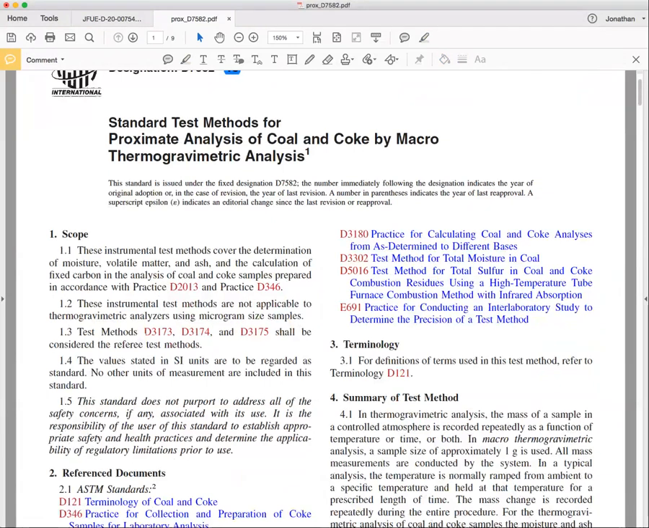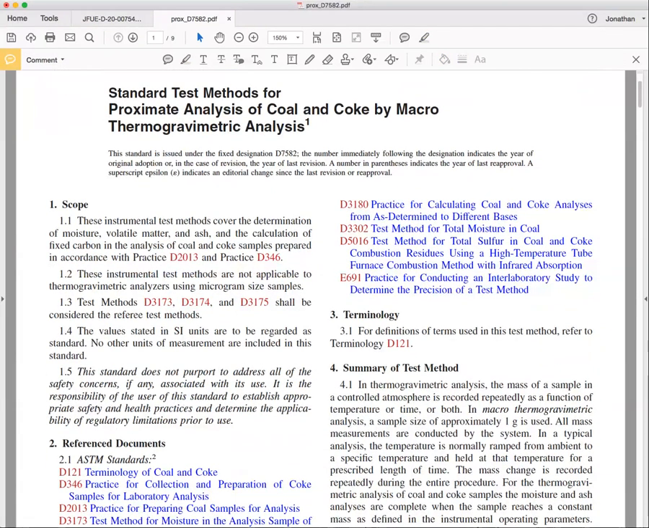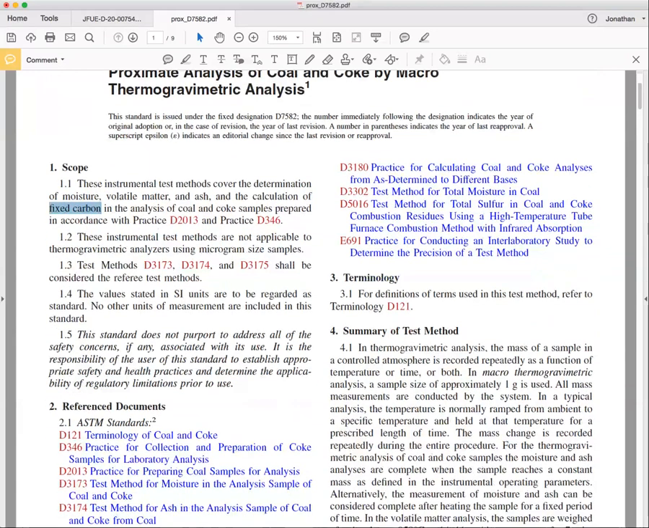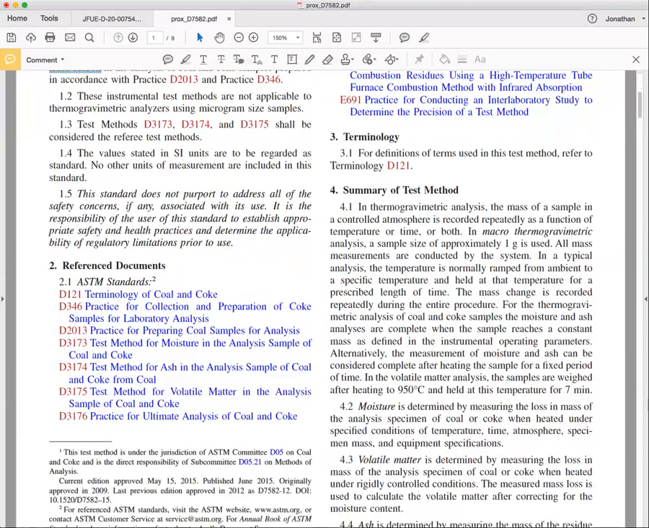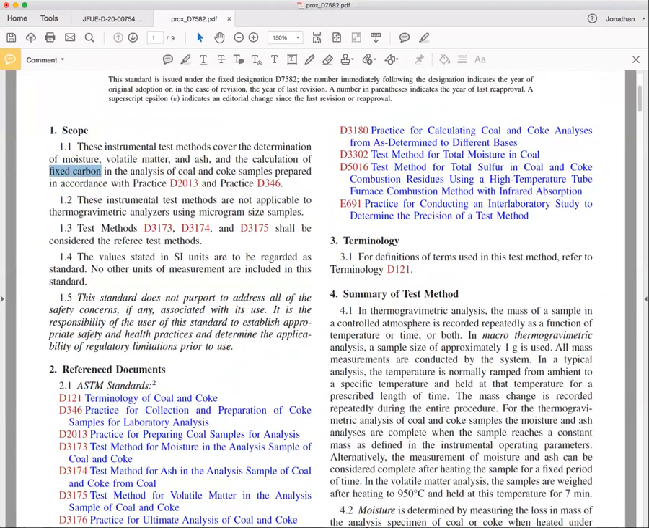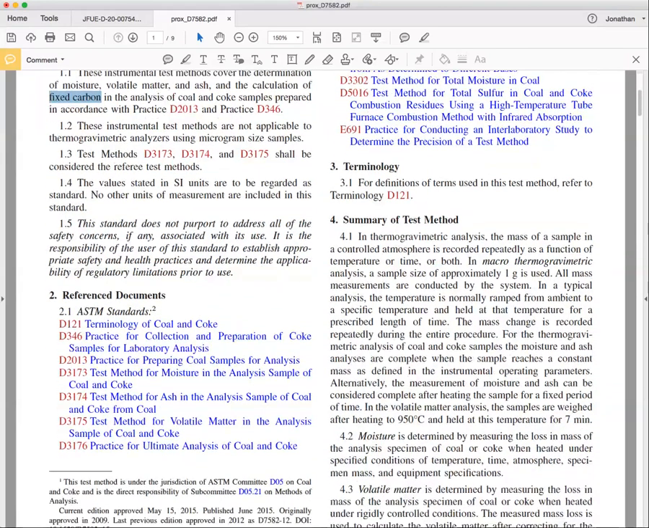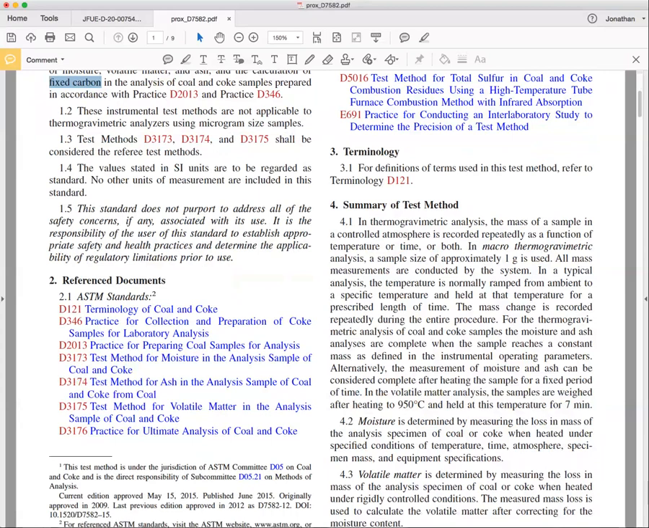So the ASTMs have multiple components. The scope isn't particularly useful. It tells you that in this case, it's moisture, volatile matter, ash yield, and fixed carbon by calculation. That's about all that really tells you, so not particularly useful. It does tell you other ASTMs that are associated. And you'll find out for this particular suite of things, many of them are interconnected, that you need both the proximate and the ultimate analysis, or the proximate and the calorific value, to work your way through the process and manipulate the data.